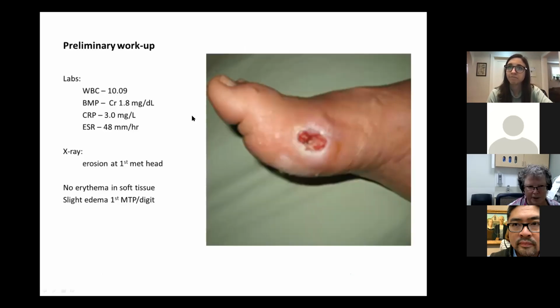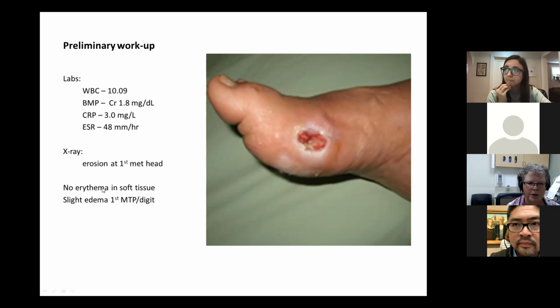So when we look at this patient's preliminary workup, and this is clinic-based workup, the white count's a little underimpressive, the creatinine's stable, the CRP is a little underimpressive. An ESR above 40 starts to get my attention in a diabetic patient. Patient has erosion of the first met head. This patient has a subacute osteomyelitis.